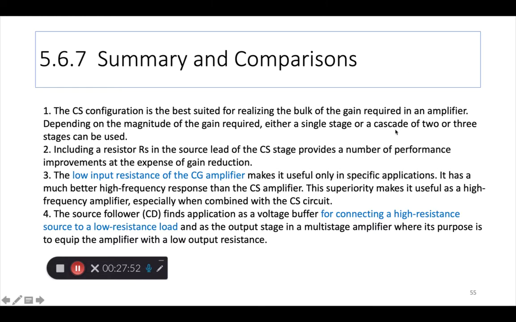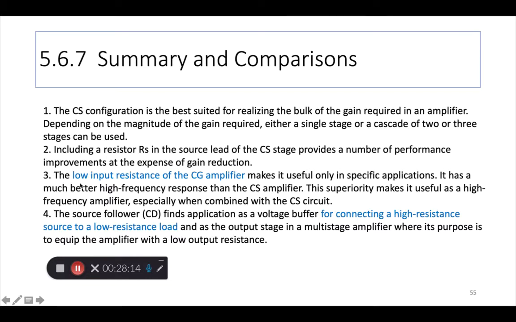Either a single stage or a cascade of 2 or 3 stages can be used. Now, adding a resistor Rs in the source lead of the CS stage provides a number of performance improvements at the expense of gain reduction. So gain drops, but many other improvements in performance happen.